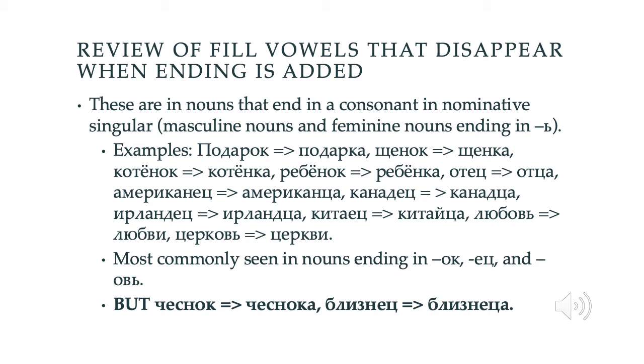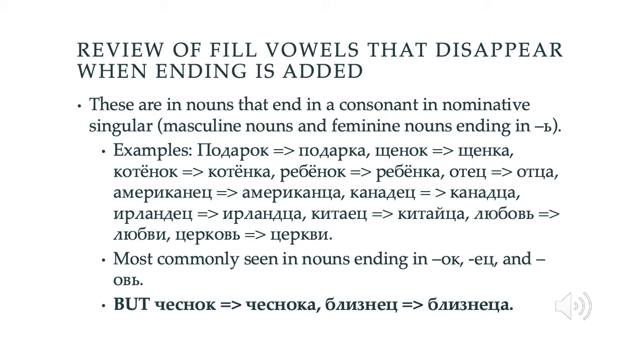Отец, a father, becomes отца. Американец, an American man, becomes американца. Канадец, a Canadian man, becomes канадца. Ирландец, an Irishman, becomes ирландца. Китаец, a Chinese man, becomes китайца. Notice the spelling: when that е disappears, we have to add и краткое after the а. So китаец becomes китайца, with и краткое before the ц.